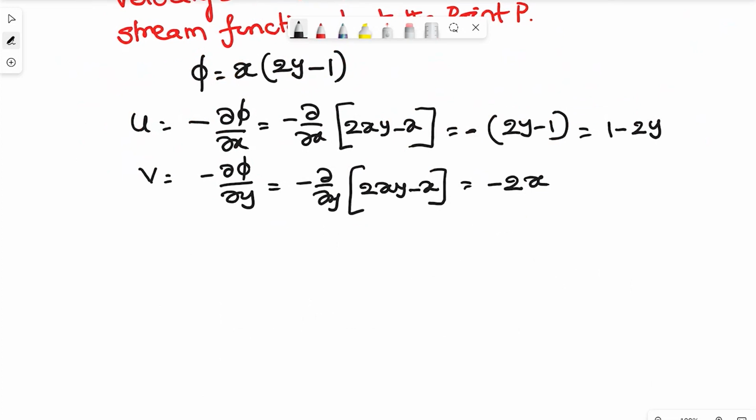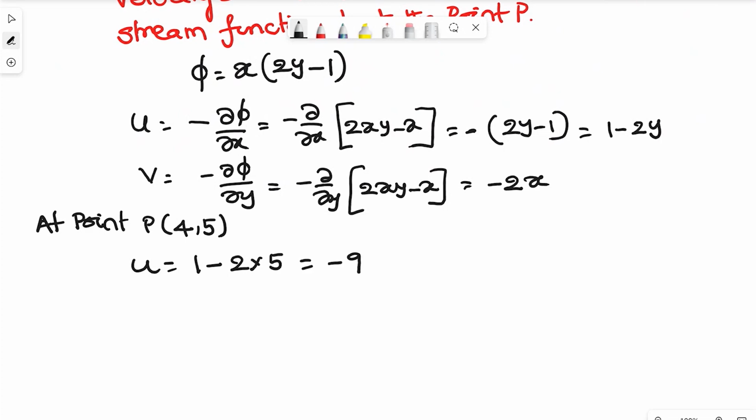At point P (4, 5), u is equal to 1 minus 2 into y, that is 1 minus 10, so minus 9. v is equal to minus 2 into 4, that is minus 8.